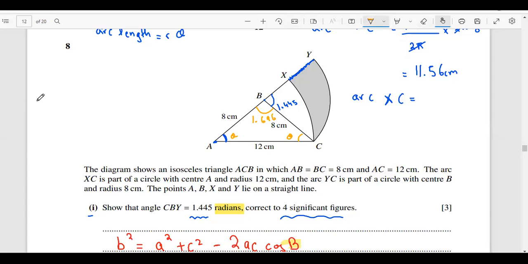1.696. So I know that the sum of angles 1.696 plus 2 theta is equal to 180 degrees or 2 pi radians because I am talking about the angle in radians. So 2 theta is going to be 2 pi minus 1.696, and now I can find the value of theta. Please do it quickly and tell me your answers.